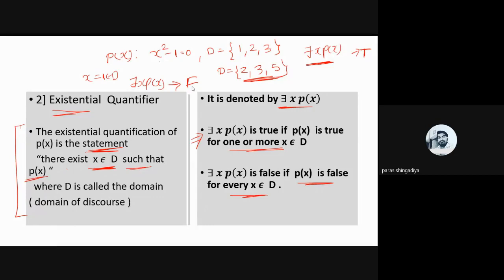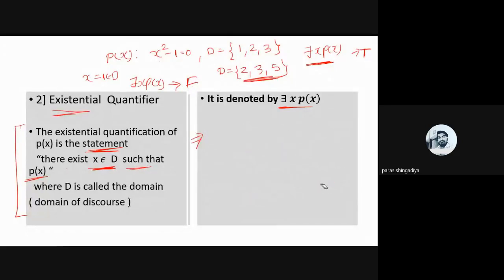And for all values of the domain, if P(x) becomes false, then there exists x P(x) will be false. Okay, there is a difference between universal quantifier and existential quantifier. What is the difference between them?